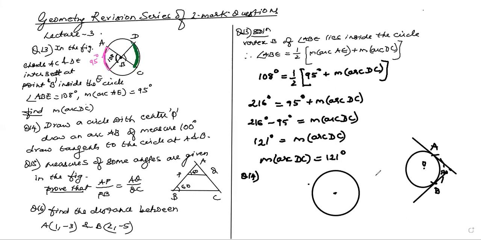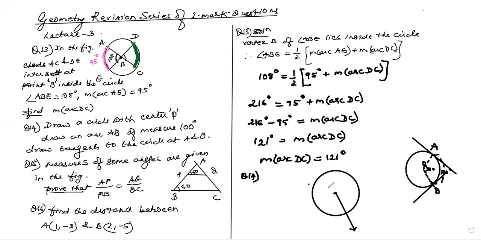You know, children, the measure of an arc is always equal to the measure of its corresponding central angle. Look at the rough figure. If this arc AB is 100, angle AOB is 100. So what am I going to do? I'm going to draw a 100-degree angle at O. First step, I draw one straight line like this.